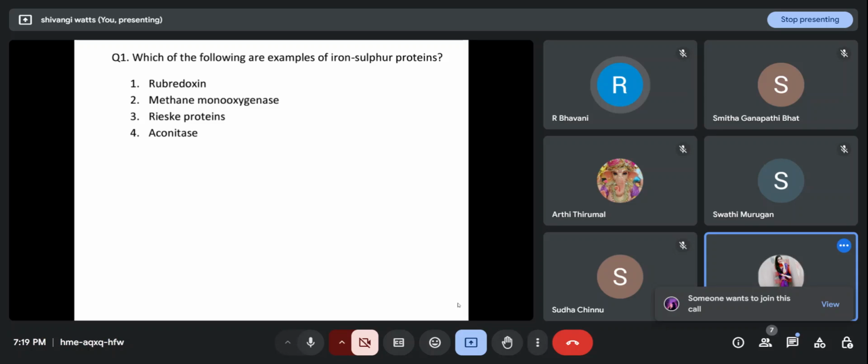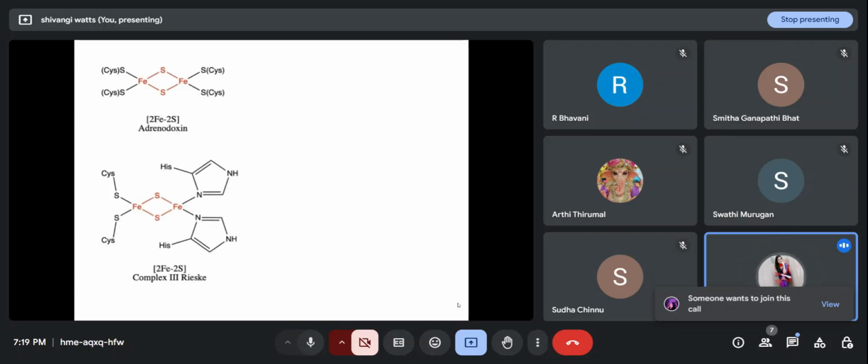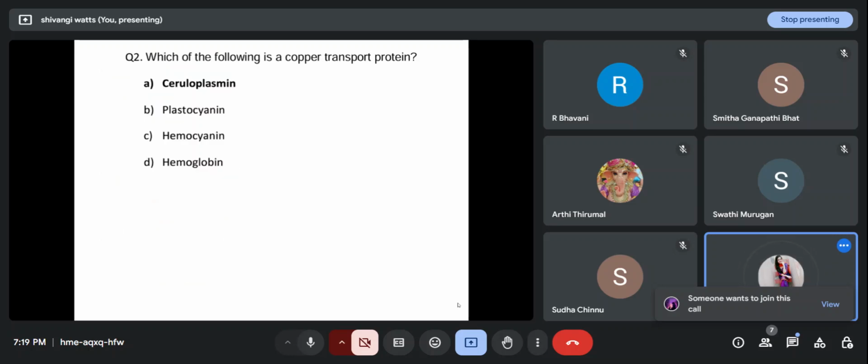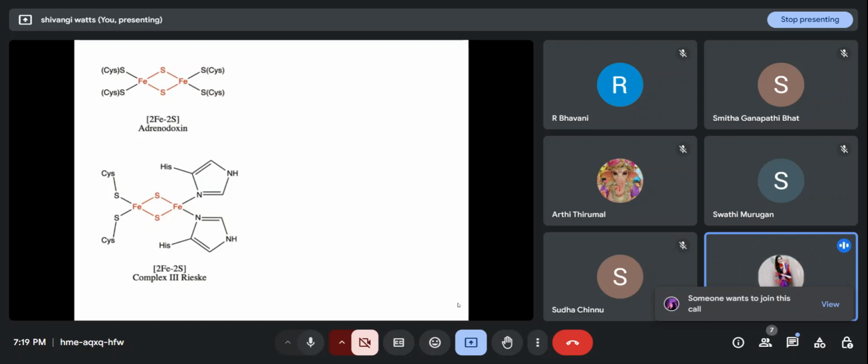So basically, iron sulfur proteins are the redox active proteins which are involved in various oxidizing and reducing processes in the human body. If you see these iron sulfur clusters, one iron, two iron, so the name is 2Fe, and there is inorganic sulfur which is bridged between the two irons.